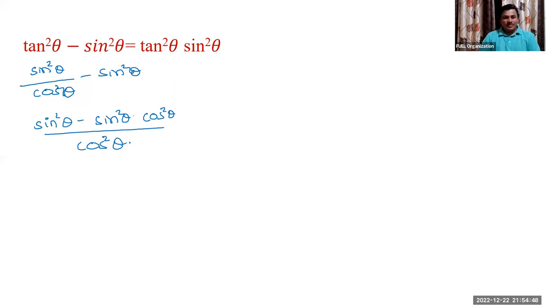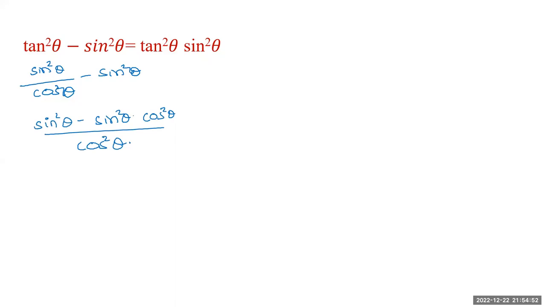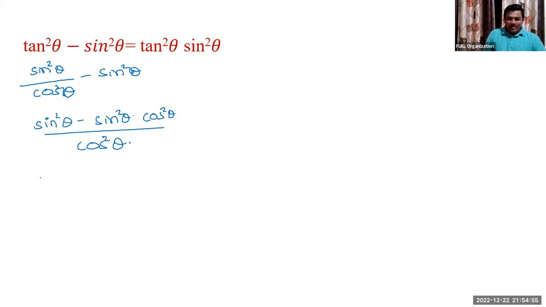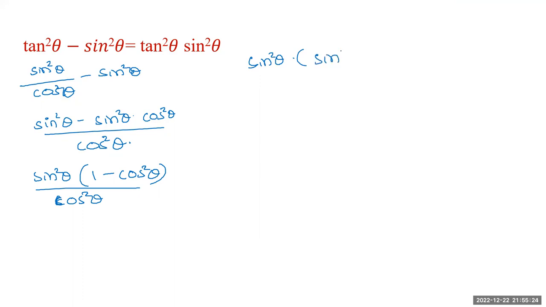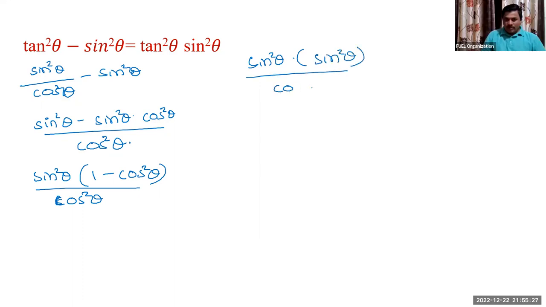Next. What can I take? Sir, sine square is common. Very good. Sine square theta as a common outside. So you get 1 minus cos square theta divided by cos square theta. I will write this one once again. Sine square theta into 1 minus cos square theta, which is sine square theta, divided by the denominator cos square theta. So sine square by cos square is tan square theta into sine square theta. Here comes your answer. Okay. Next question.